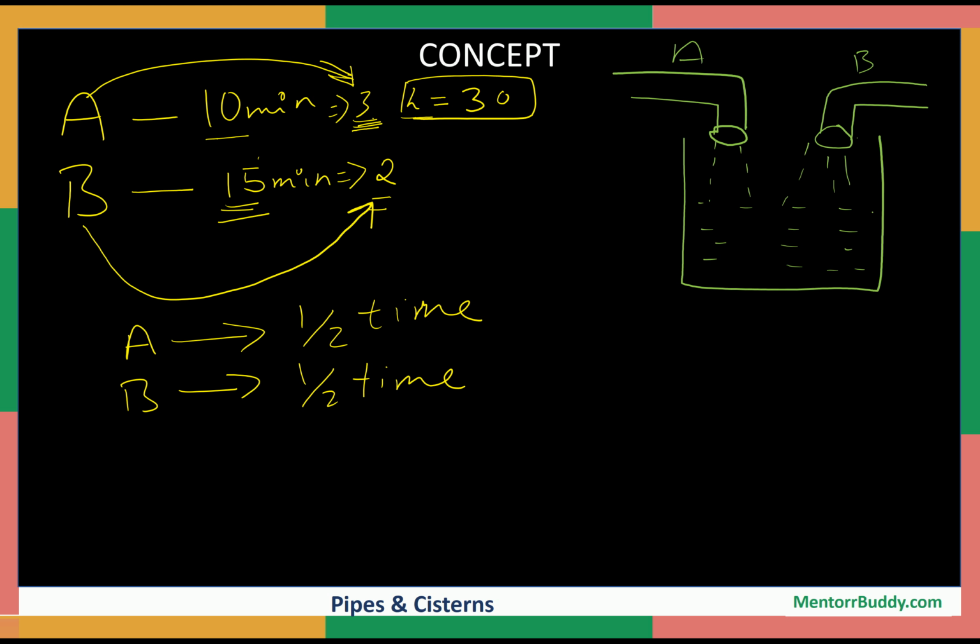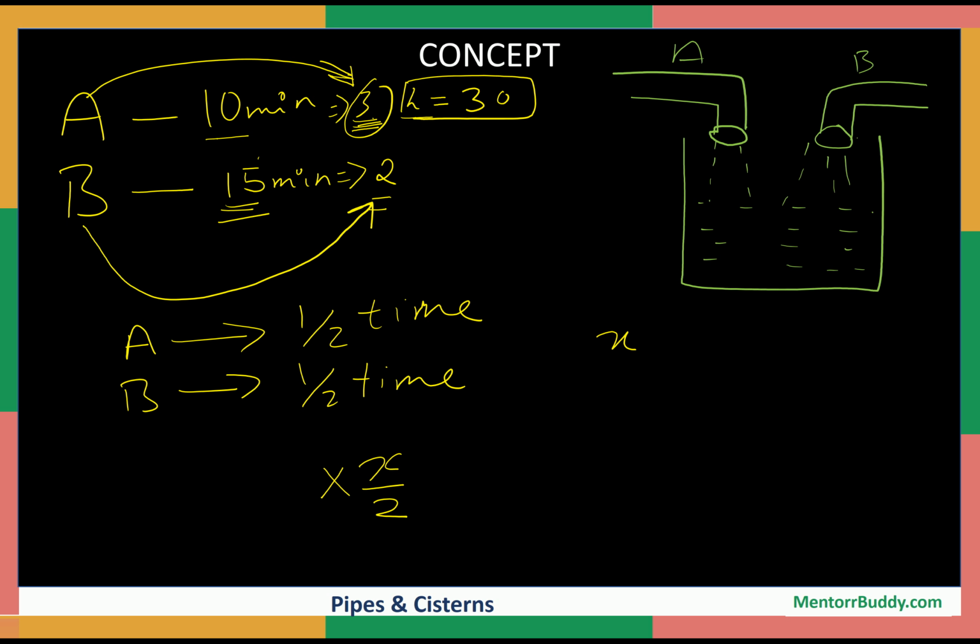So since we don't know the total timing, we have to consider the time as x. X is the total time for which both the pipes have worked, I mean x is the total timing in which the tank gets filled, right? So pipe A worked for how much time? X by 2 minutes. And with what efficiency does A work? A works with efficiency of 3.